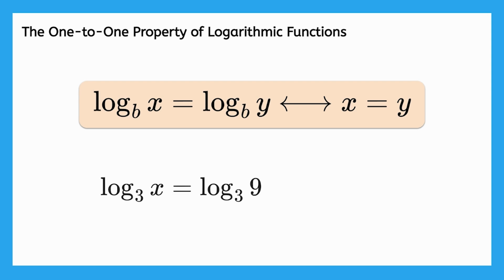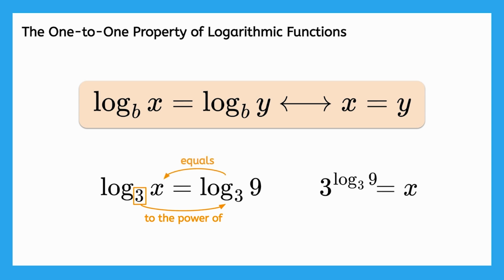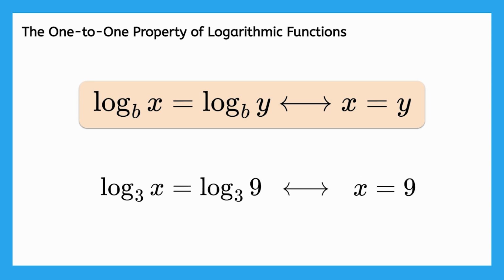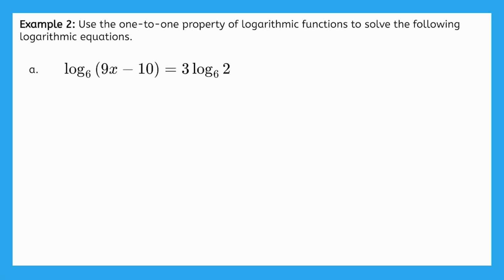Consider the equation log base 3 of x equals log base 3 of 9. Remember, this statement is equivalent to saying that 3 to the power of log base 3 of 9 equals x. Furthermore, by definition of a logarithm, we know 3 to the log base 3 of 9 must equal 9. And just like that, we showed that if log base 3 of 9 equals log base 3 of x, it is automatically true that x equals 9. Let's put this property to work.